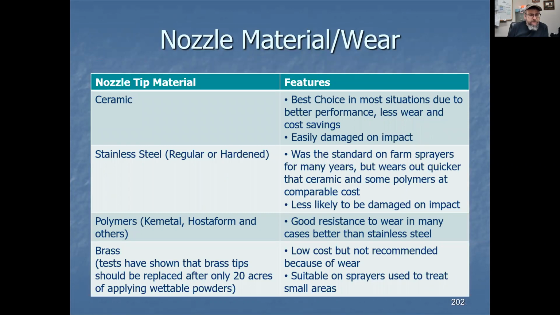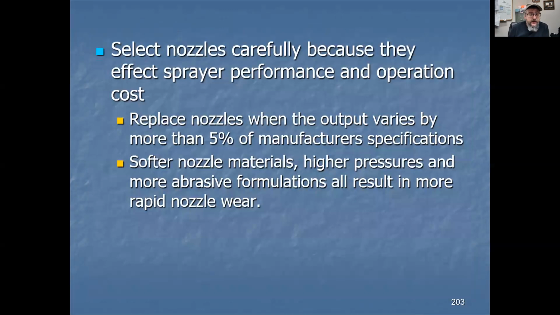So here's just some types of material that nozzles can be made of: ceramic, stainless steel, polymers, brass. I'm not going to get into all these different types and which are better. So anyway, there's the chart on that.